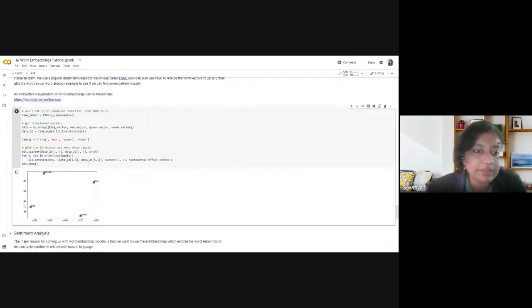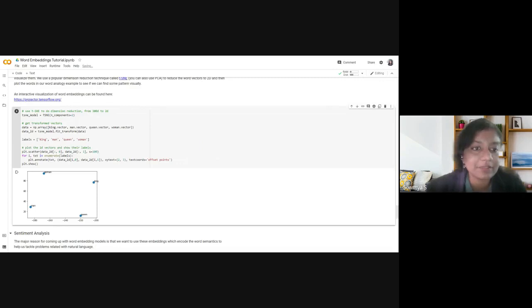So yeah, it gives us a nice result: the distance between man and woman is quite similar to king and queen, and that's what we were going for. And this is one of the successful examples. So you will see this example in every piece of literature that refers to word embeddings.